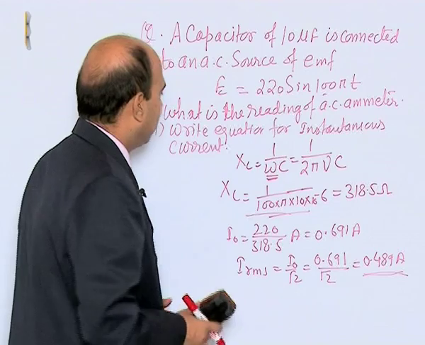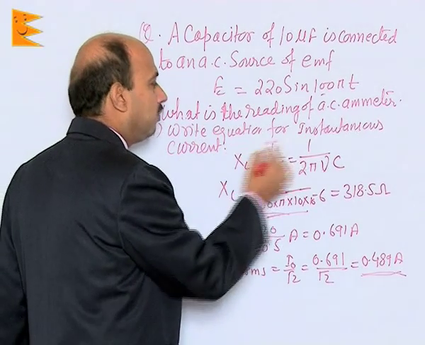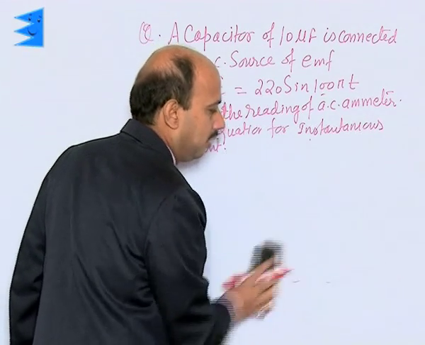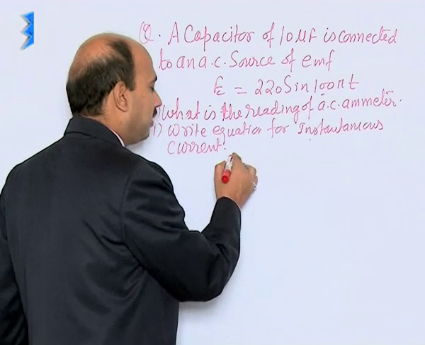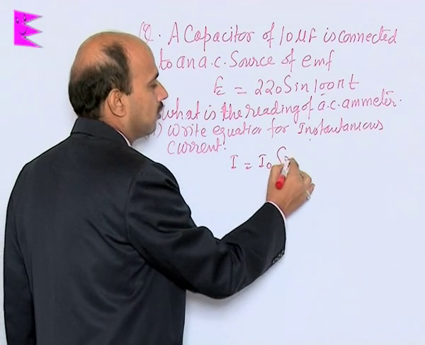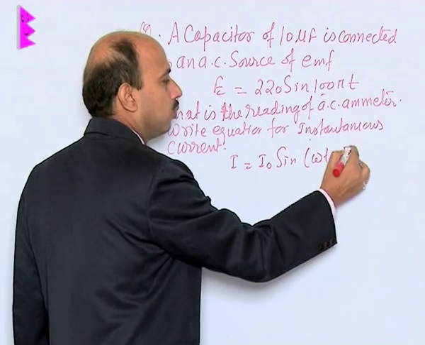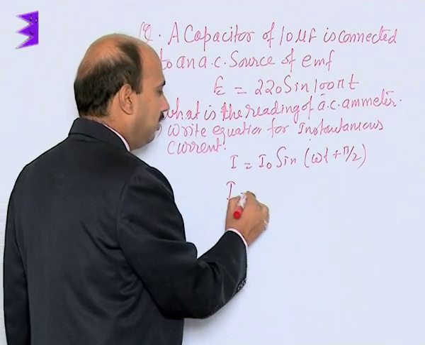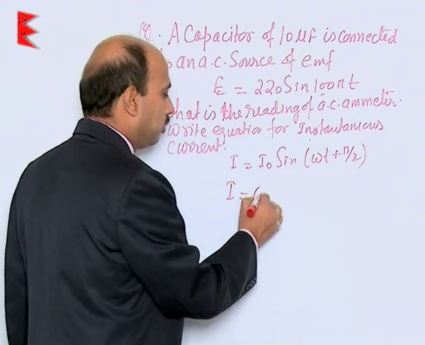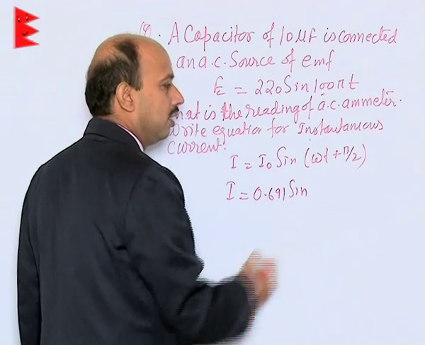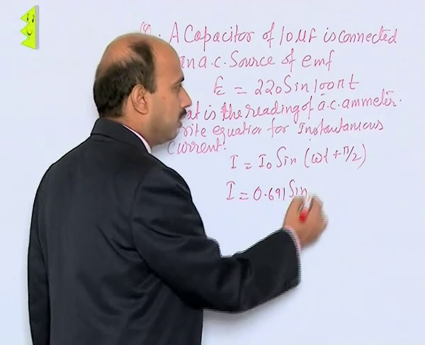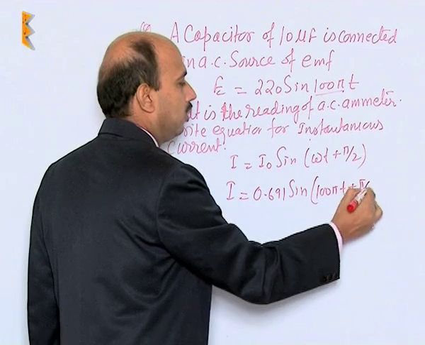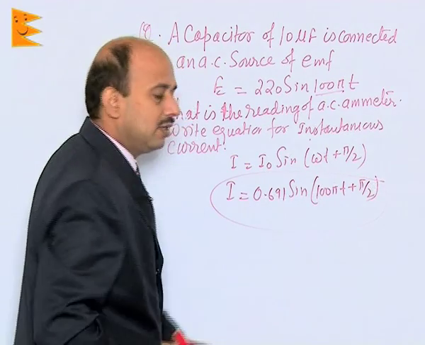Now, the last part: we have to write down the equation for instantaneous current. So, see here, we can write the equation for instantaneous current because we know that in a capacitive circuit I is equal to I naught sine omega t plus pi upon 2. Current is ahead of the EMF applied or the voltage applied. So, we can write I is equal to I naught, already we have calculated it was 0.691 sine, in place of omega, already we have got 100 pi. So, this is 100 pi t plus pi upon 2. So, this will be the equation for the instantaneous value of current.